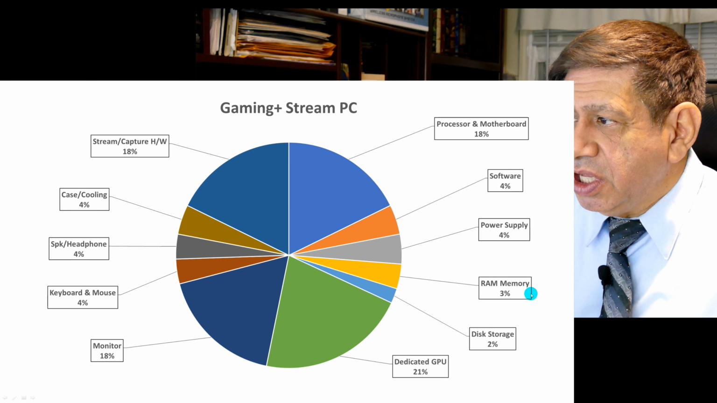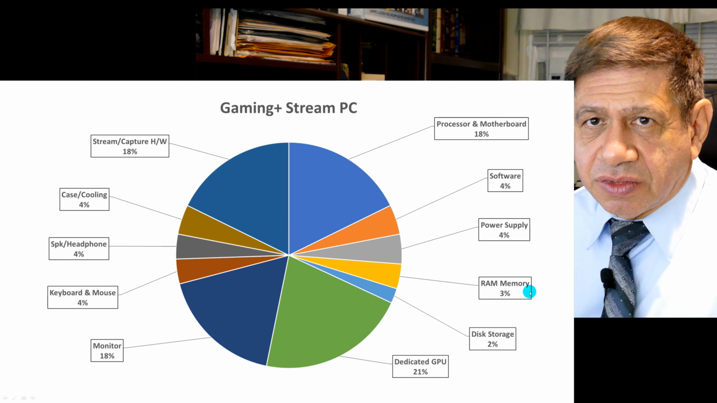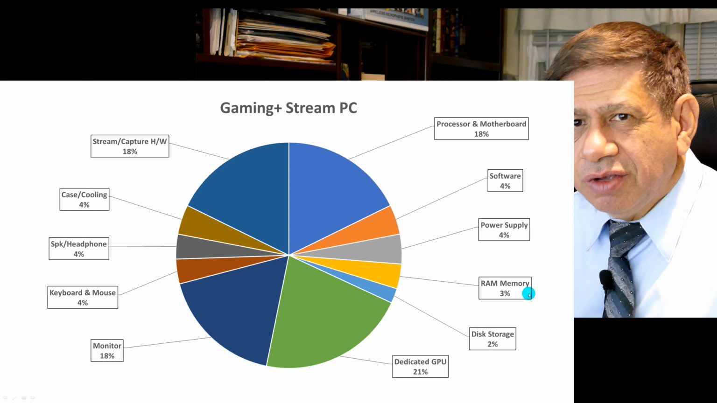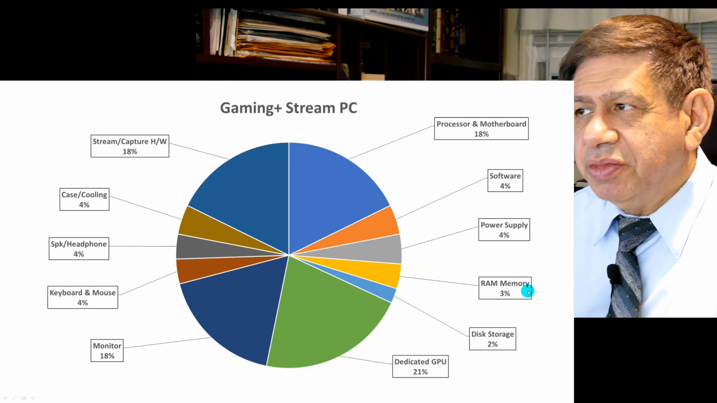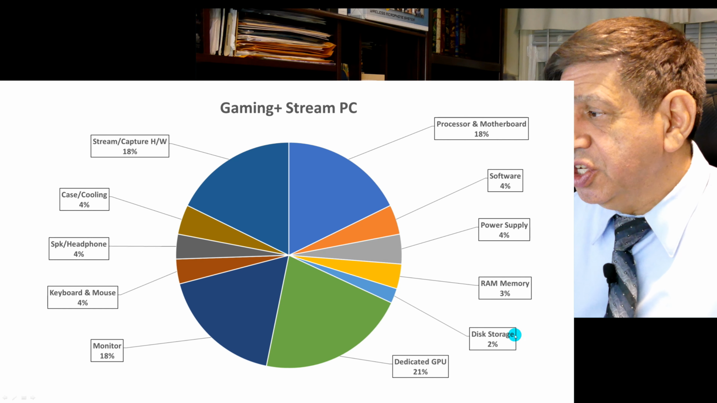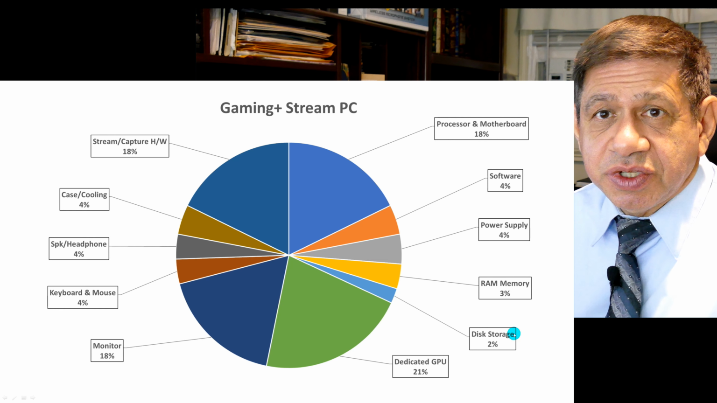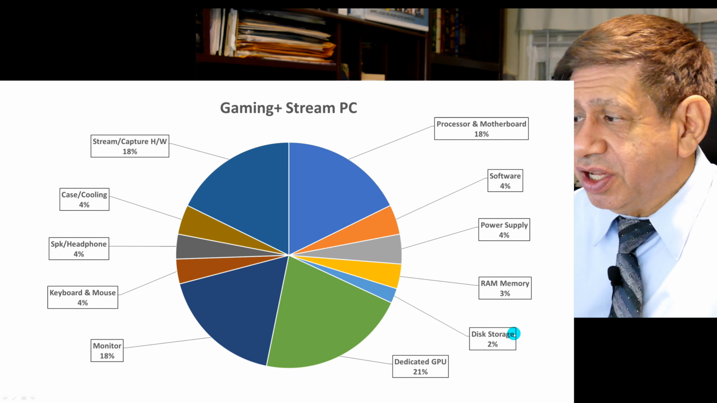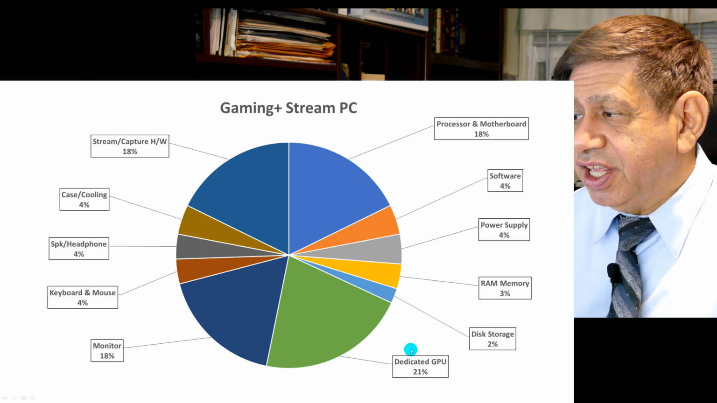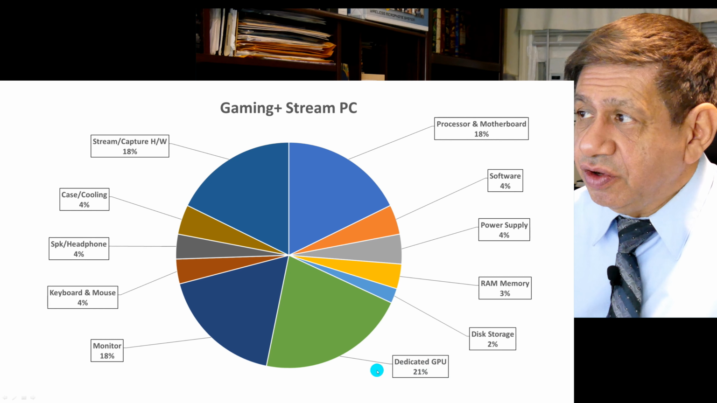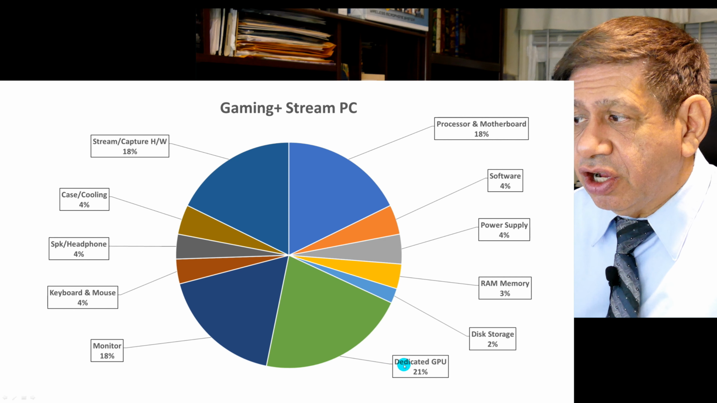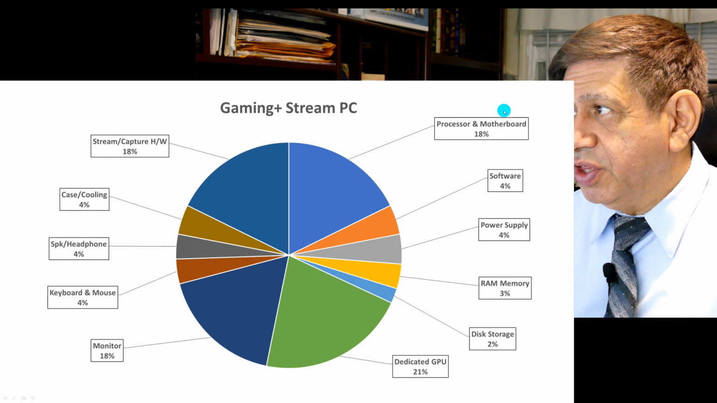The RAM is still about the same. 16 gigabytes tends to be the most that a gamer would put into his PC, his or her PC. Disk storage is also very low. They only use it for storing games and starting the computer up for the operating system. But again, the dedicated graphical processing unit is a very large chunk of the cost, more so than the processor and motherboard.